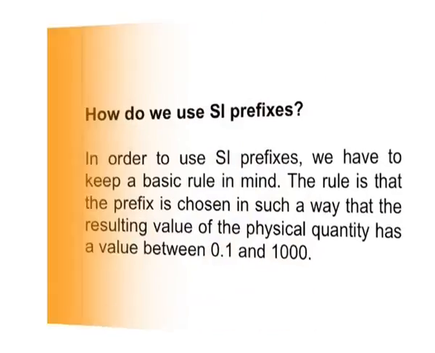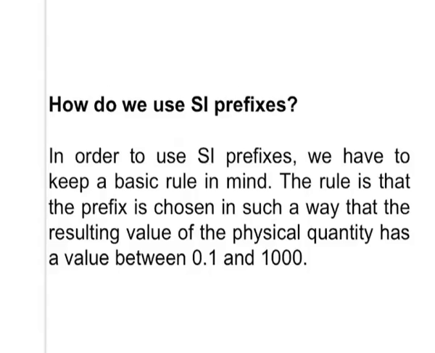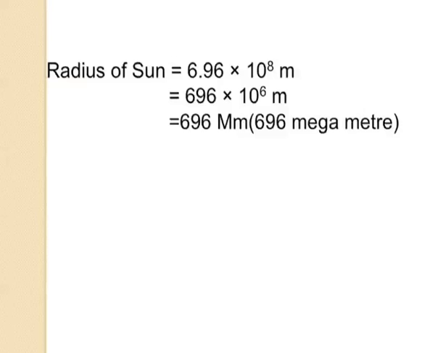How do we use SI prefixes? In order to use SI prefixes, we have to keep a basic rule in mind. The rule is that the prefix is chosen in such a way that the resulting value of the physical quantity has a value between 0.1 and 1000. Let us illustrate with some examples.